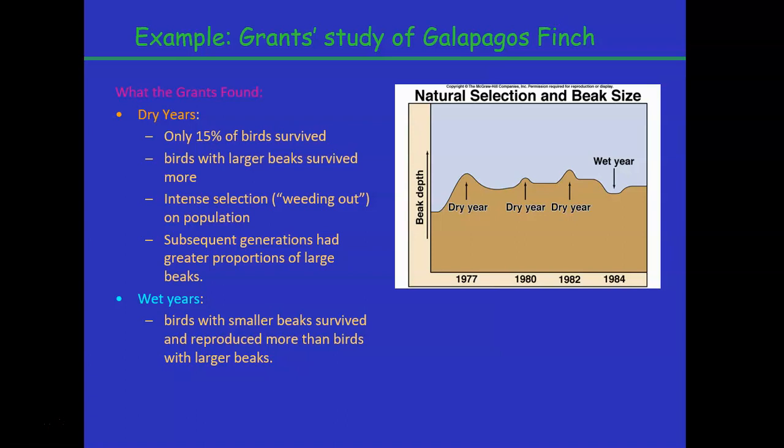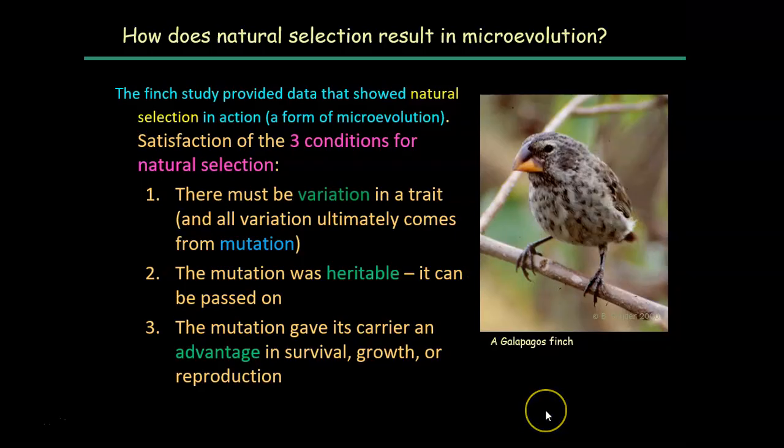Okay. And after a really dry year, you would still see the echoes of that in the population. Even though the rains would return, it would take a while for the average bill depth to settle down again to the overall average over the few decades that they studied. Okay. During wet years, the reverse happened. So that was natural selection in action, demonstrated very nicely by Peter and Rosemary Grant.